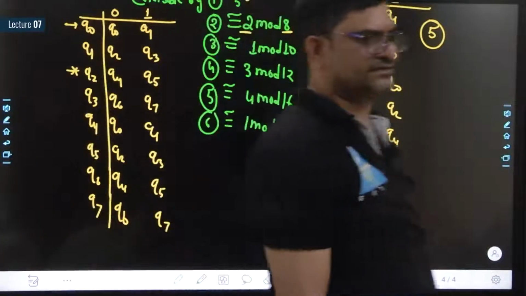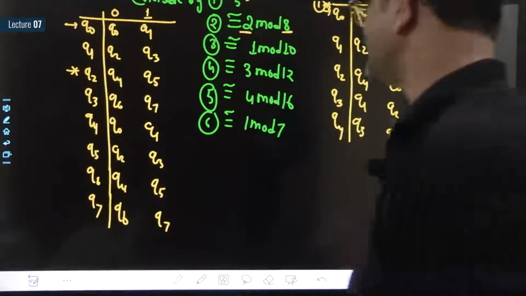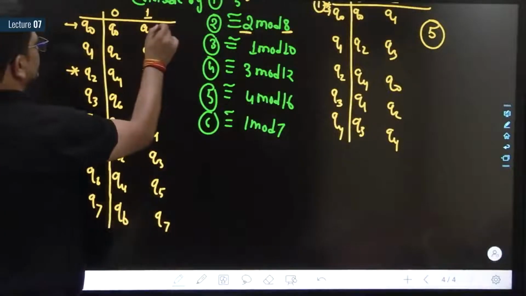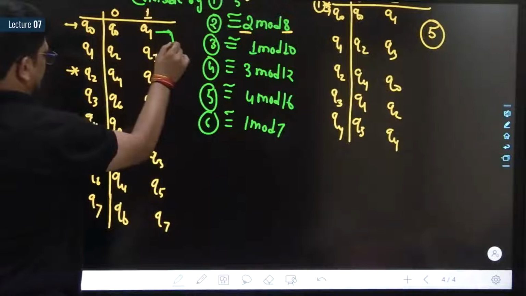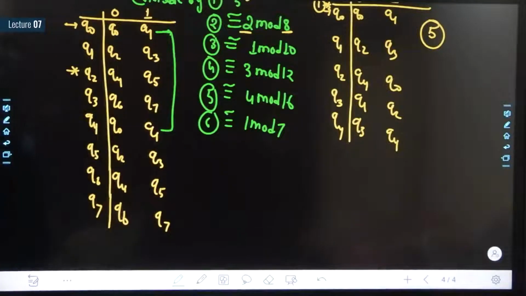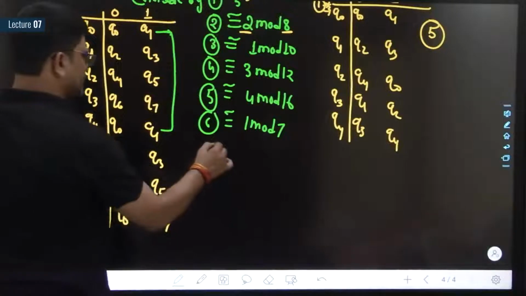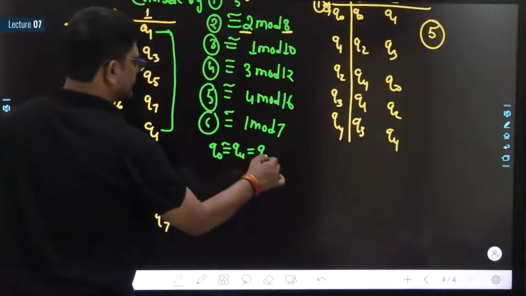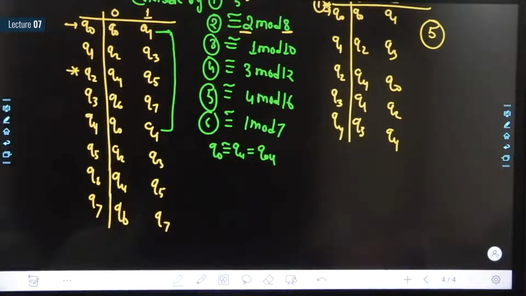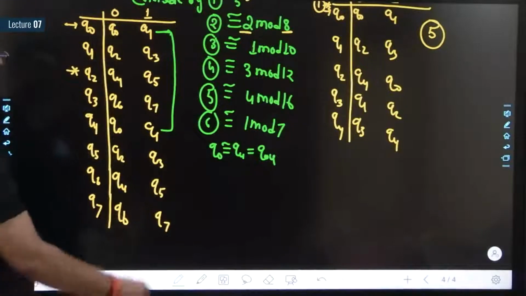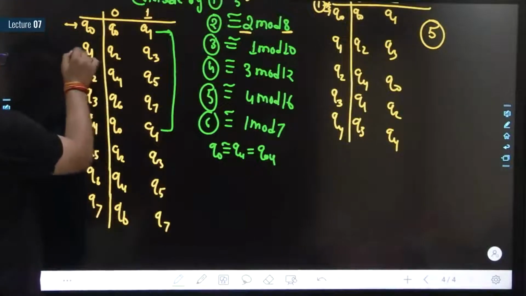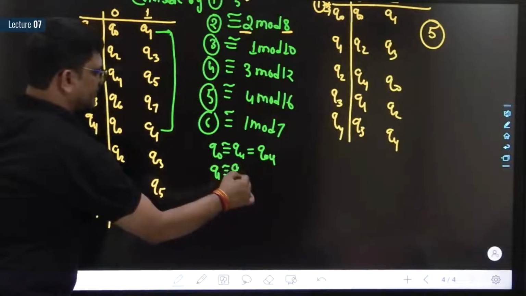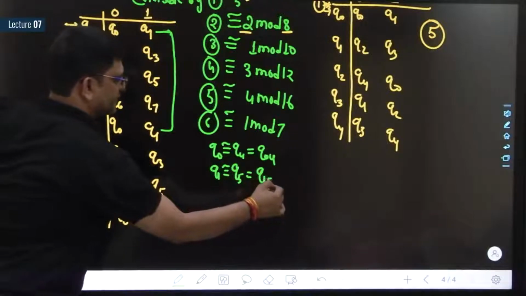Check, is there any state that has same transitions? Yes, there are a lot of same transitions. Which ones? Q0 and Q4 are same. Q0 is equivalent to Q4, so we write Q04. And Q1 and Q5 are equivalent, written as Q15.